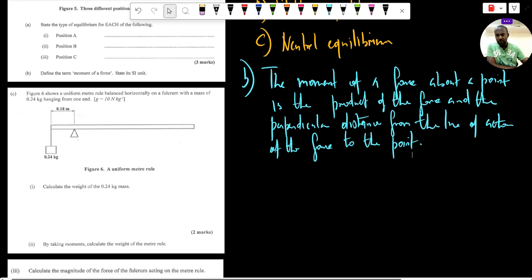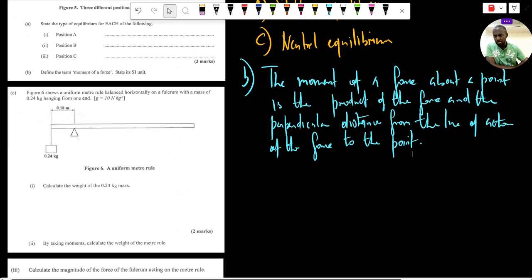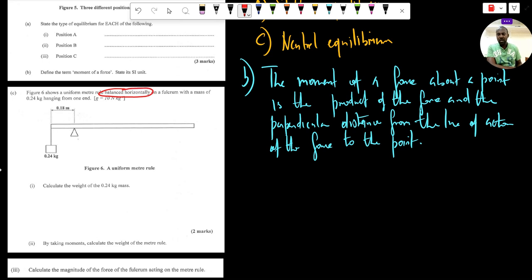So let's move on to part C of the question. Now, part C says figure 6 shows a uniform meter rule balanced horizontally. So of course we're told it is balanced, and from that we should know that the forces are in equilibrium. It is balanced horizontally, right? On a fulcrum with a mass of 0.24 kilograms hanging from one end. And we're given that g equals 10 newtons per kilogram. Now, another key word in this question is uniform. The meter rule, of course, is 1 meter long, 100 centimeters.